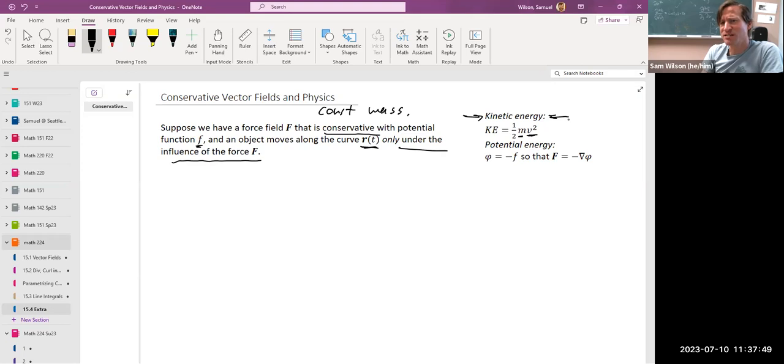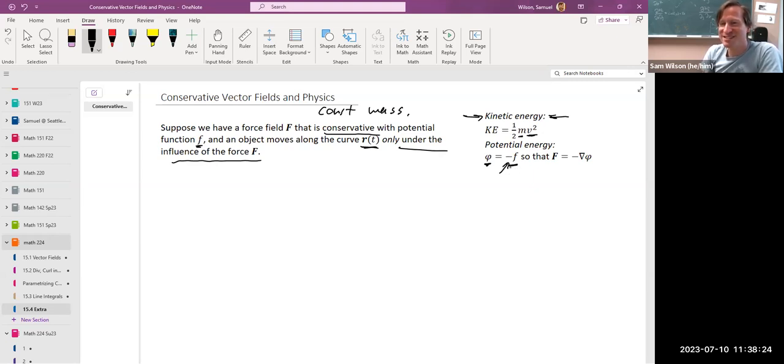Another type of energy is called potential energy, and it has something to do with the force, so where the object is located in the force field. And the symbol I'm going to use for it is phi, this lowercase Greek f essentially. And the formula for it is just the negative of our potential function f. So it's a little confusing that there's this minus sign here. You would think potential energy should just be equal to the potential function, but that's not the case.